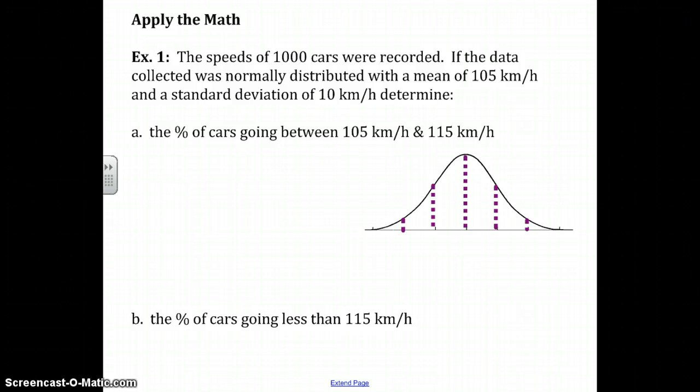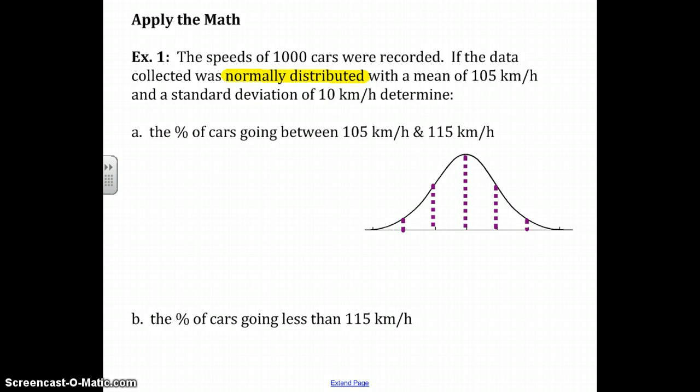Okay, so in this question, we've got the speeds of 1,000 cars were recorded. If the data collected was normally distributed, with a mean of 105 kilometers per hour and a standard deviation of 10 kilometers per hour, determine, Part A, the percent of cars going between 105 kilometers per hour and 115 kilometers per hour. Okay, so the key here is this data is normally distributed.